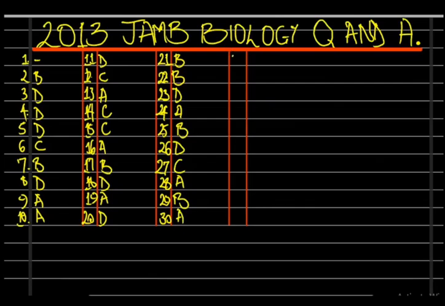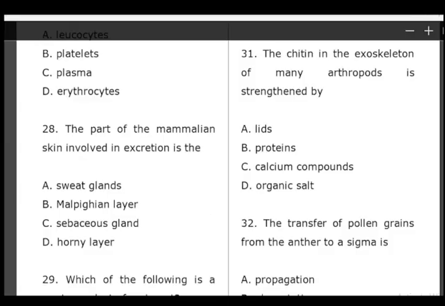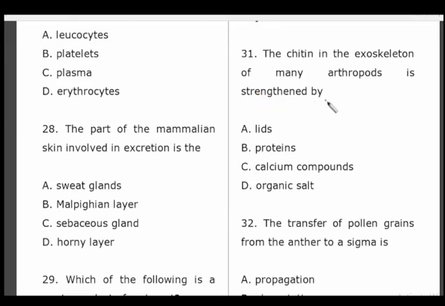So we move to question 31 now. The chitin in the exoskeleton of many arthropods is strengthened by A. I think this is supposed to be lipids. B. Proteins. C. Calcium compounds. And D. Organic salts. Now, this question is very tricky, so you need to be very careful while answering it.